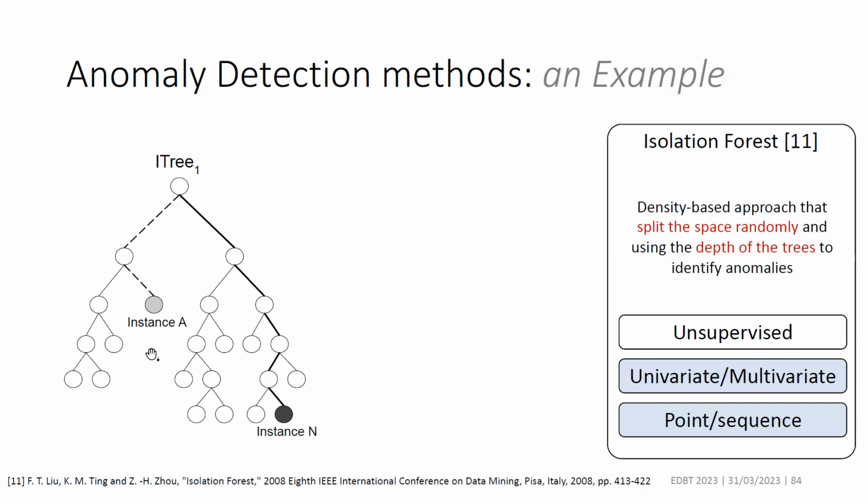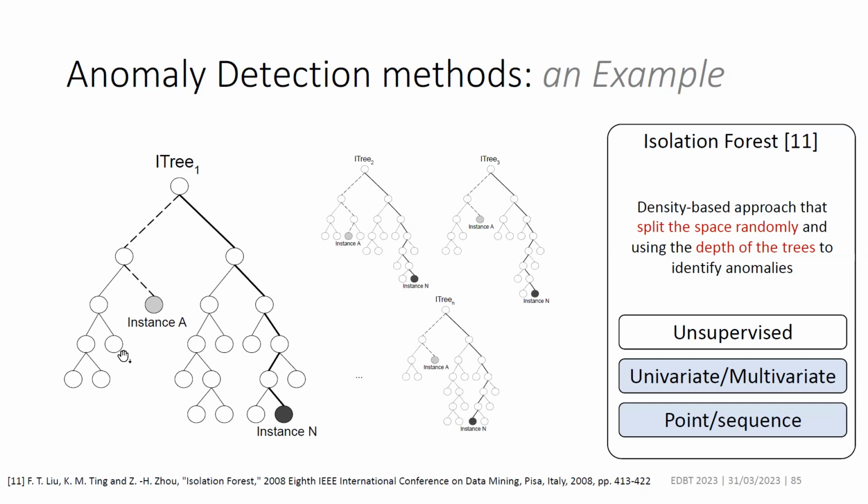But the thing is, as I said, these are random splits, and randomness can be a problem because you might be unlucky and reach an anomaly with a lot of splits. So what they proposed is to do it for multiple trees and then take an average of all these depths. And this is how you can identify anomalies.